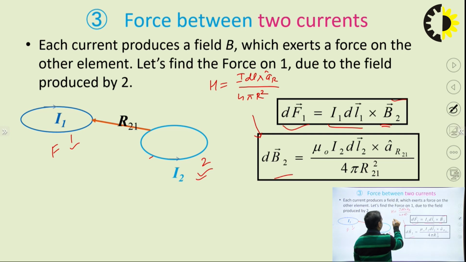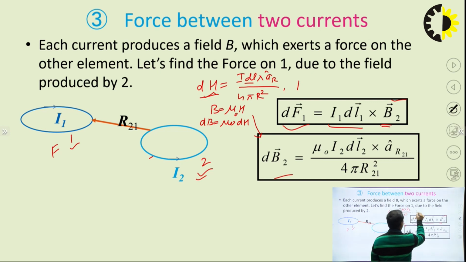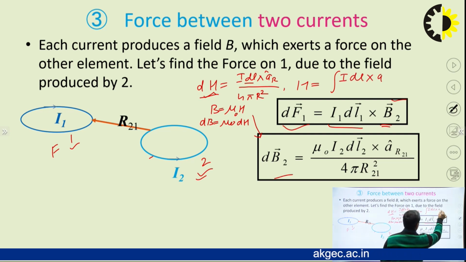Okay, so when we have B, then in free space B is equal to mu naught into H. So this equation is the same as dB is equal to mu naught into dH, right? So we can take dH from here. This is the dH, and this is the dL. When we want H, for finding H we have to integrate this. Then this equation will be like this. So we are using the Biot-Savart's law.